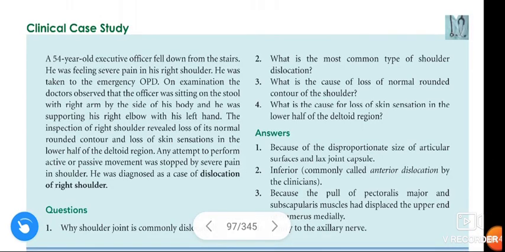Okay guys, this is about the clinical case study about dislocation of shoulder joint.